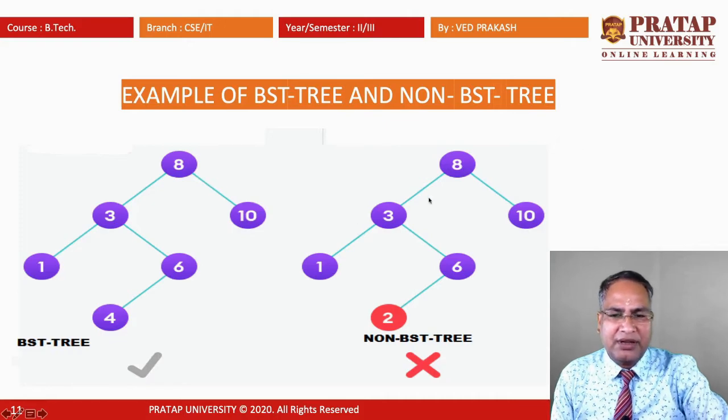Now in this tree we observe that when we insert or add 2, this 2 must be added on the left-hand side of 3, because according to the property of the binary search tree the lower value should always go to the left-hand side. Here we observe that it goes to the right-hand side of the node 3. So we can say that this tree is not a binary search tree.